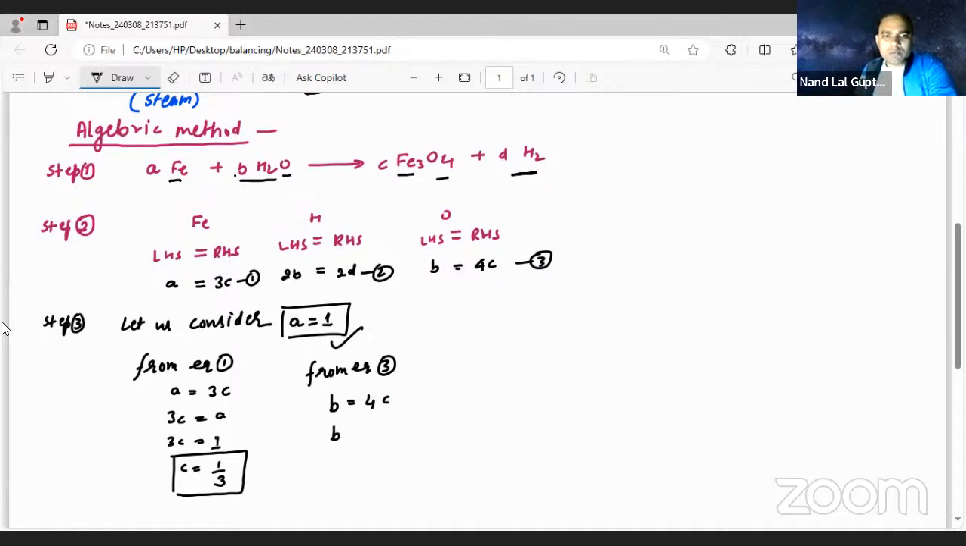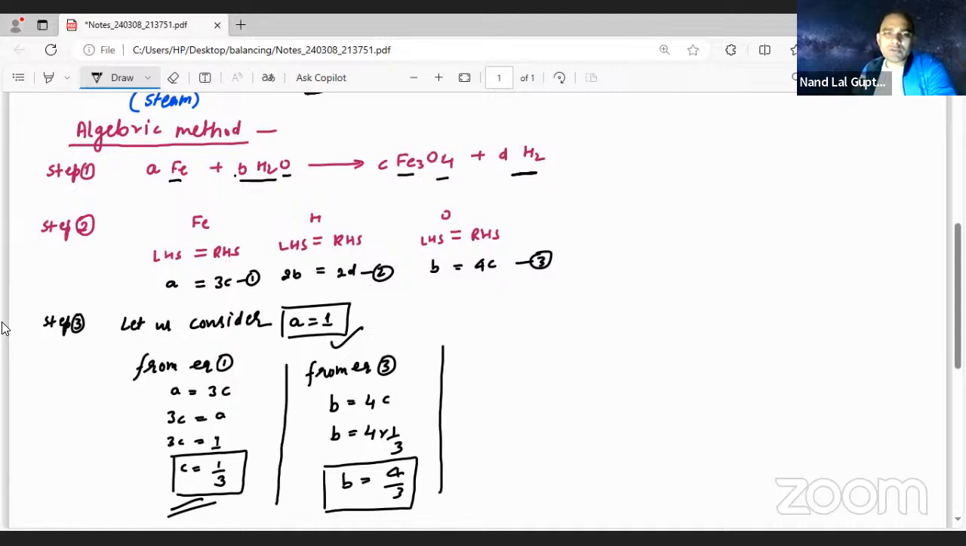C is there. So B is equal to 4, and the C value we have already calculated here, so that is 1 by 3. So B is equal to how much is coming, student? 4 by 3. We got the 3 values A, B, C. Now we are going to look at equation 2 because we need the D value.